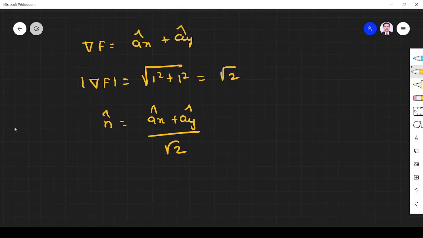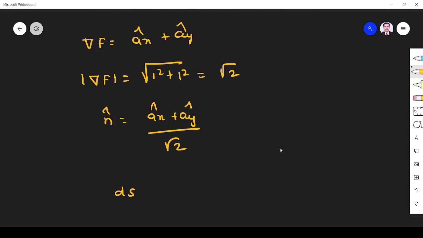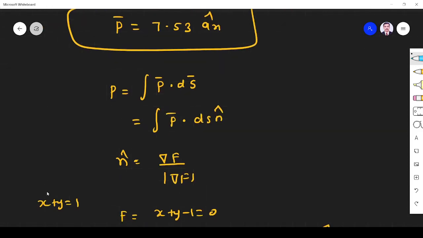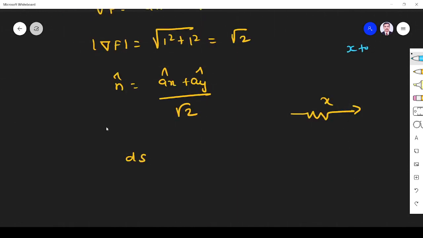Then we have to find dS. Let us see the question again: the plane is x + y = 1. Since the wave is propagating in the x direction, which plane is this direction normal to? Let us draw the xy plane, with this as x and this as y. The normal perpendicular to both is z.